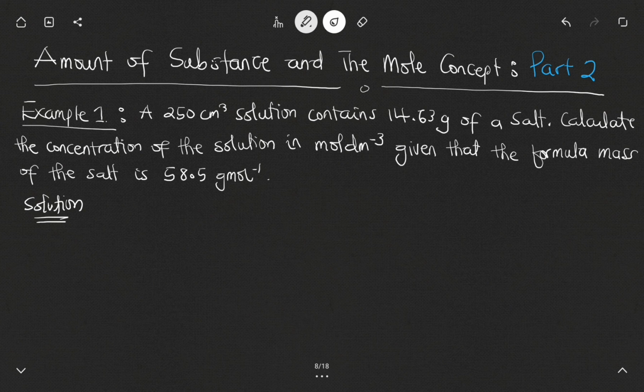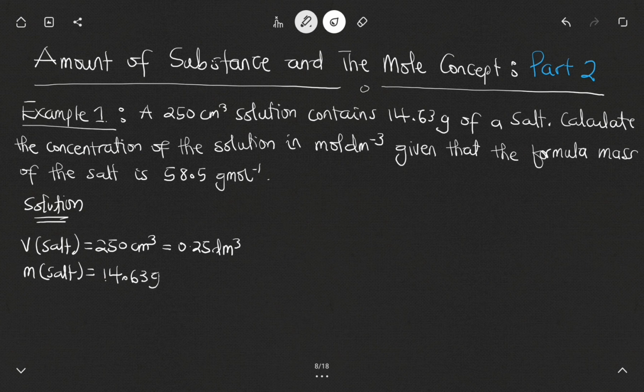So we're told that the solution contains 250 cm³ of salt. So our volume of salt is equal to 250 cm³, which when we convert to dm³ will be 0.25 dm³. Now we're also told that it contains 14.63 grams of salt, so our mass of salt is equal to 14.63 grams. Now we're also told that the formula mass of the salt, or the molar mass of the salt, is 58.5 gram per mole.